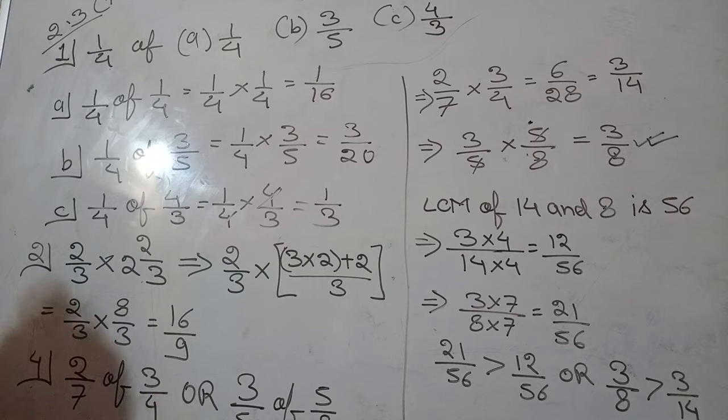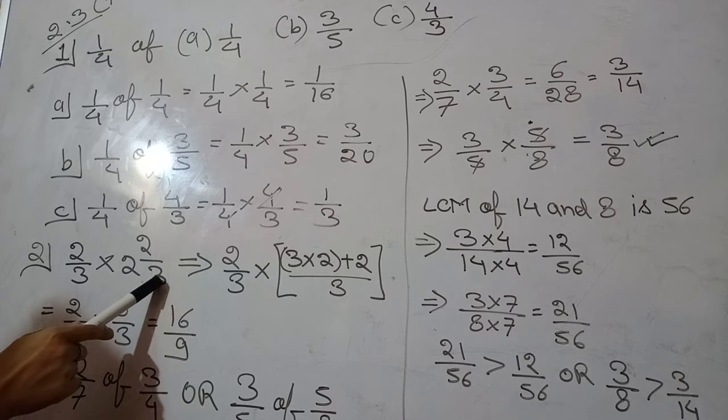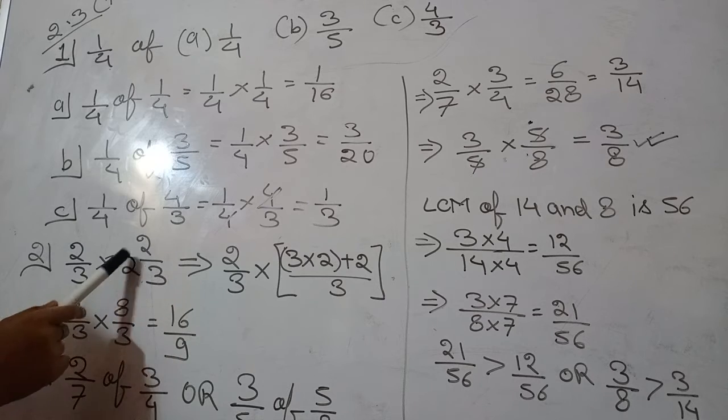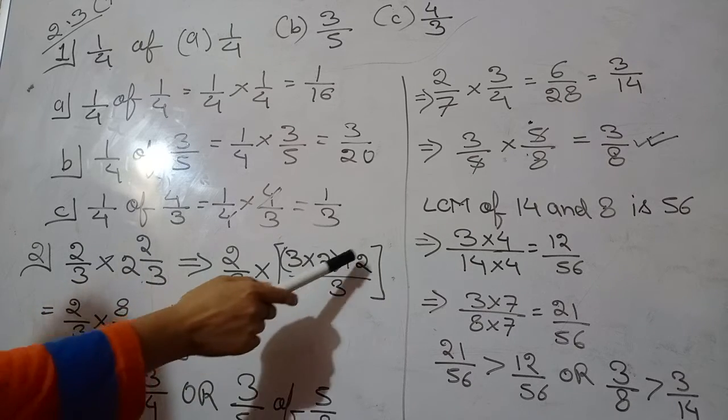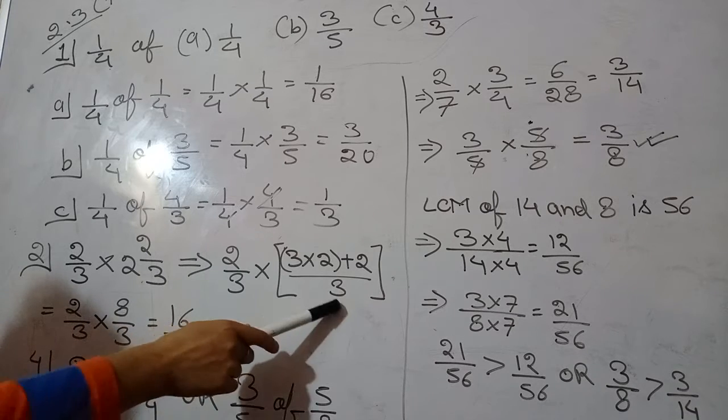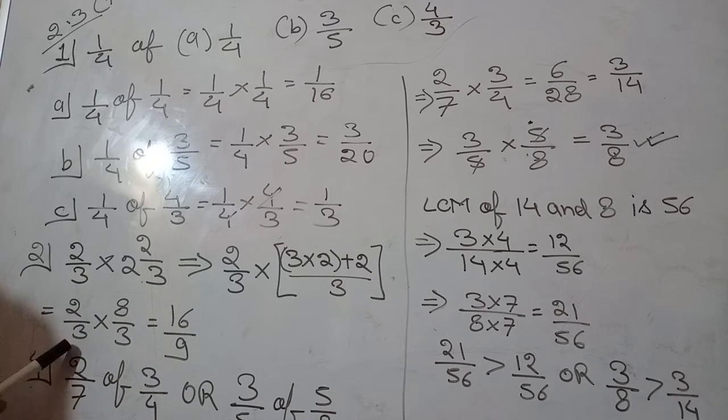What is the rule for converting a mixed fraction? 2 by 3 as it is. Here what we have to do? This we have to multiply and this we have to add. Means 3 2s are 6, plus 2, 8. And what is the denominator? Denominator is 3. So 2 by 3 as it is.